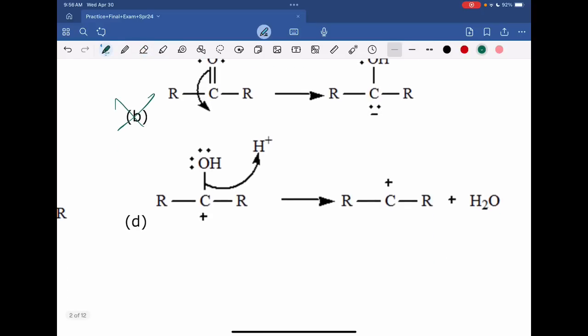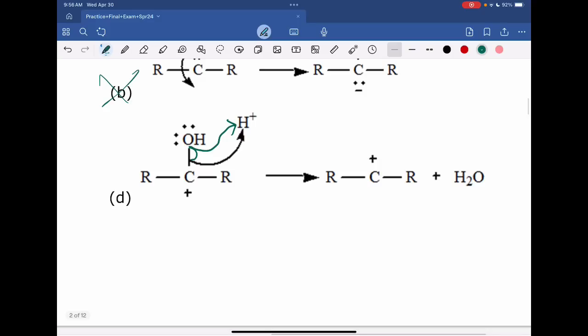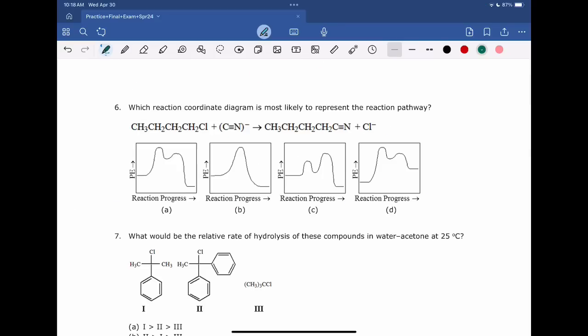And D, I see. They're grabbing the proton with the OH, they're breaking that bond. But that also doesn't make sense because breaking this bond right here means that you're taking even more electrons from C, and we can see that C has a positive charge. So C should have a +2 charge, which does not make sense. So D is also wrong.